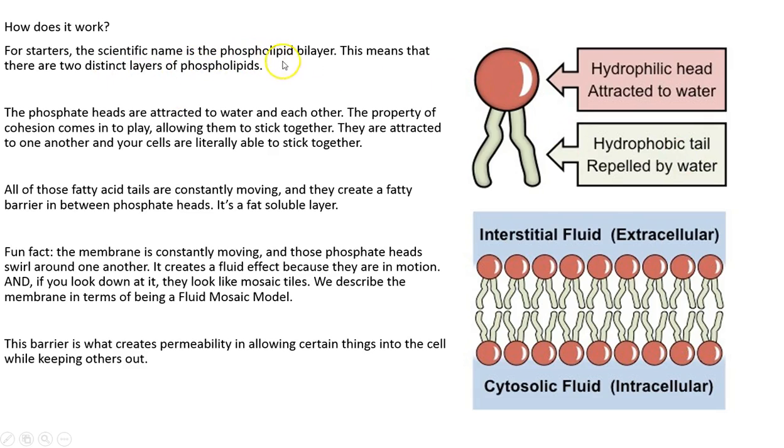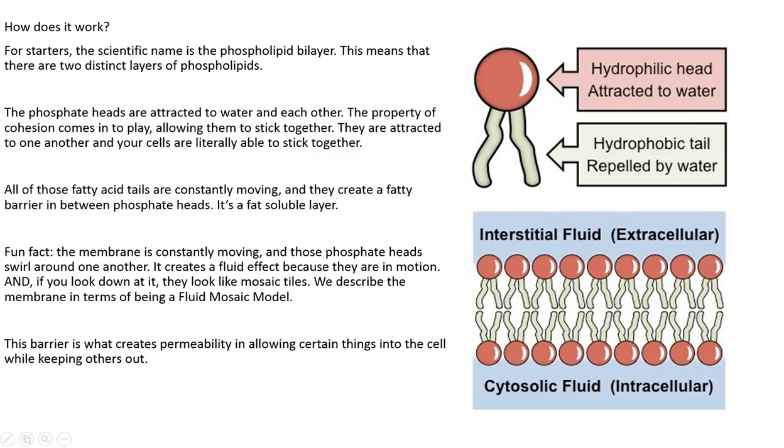So our scientific name, phospholipid bilayer, means that there are two distinct layers of phospholipids. One faces the outside of the cell, the extracellular fluid, and the other one faces inside the cell, which is the intracellular fluid. When you see that it reads cytosolic fluid, just know that it's referring to the cytoplasm, which is made out of cytosol.